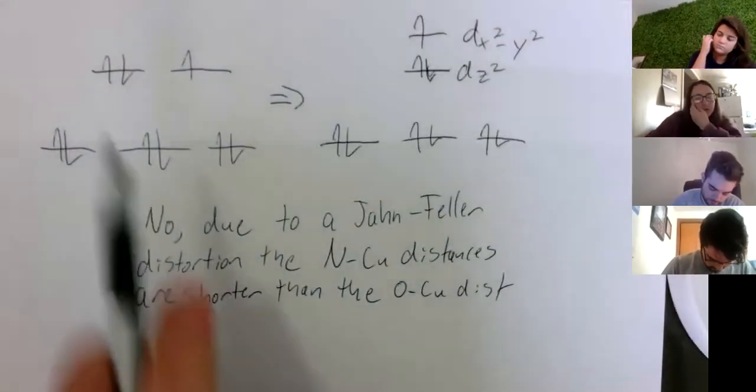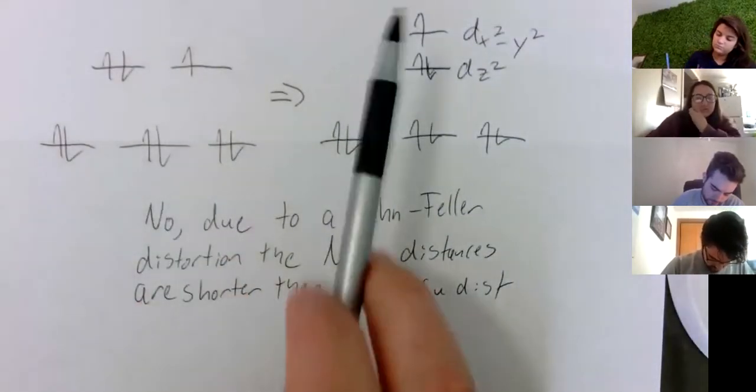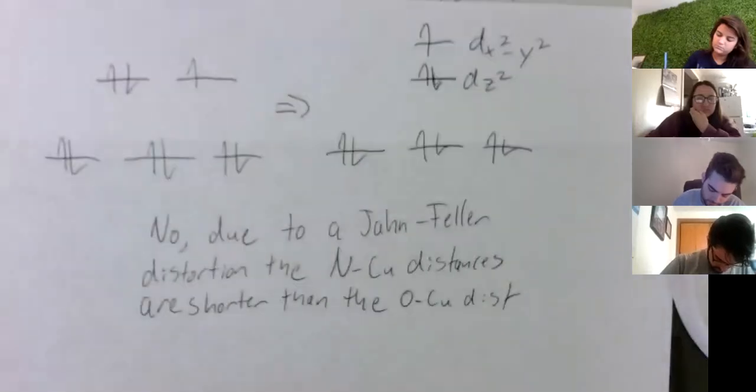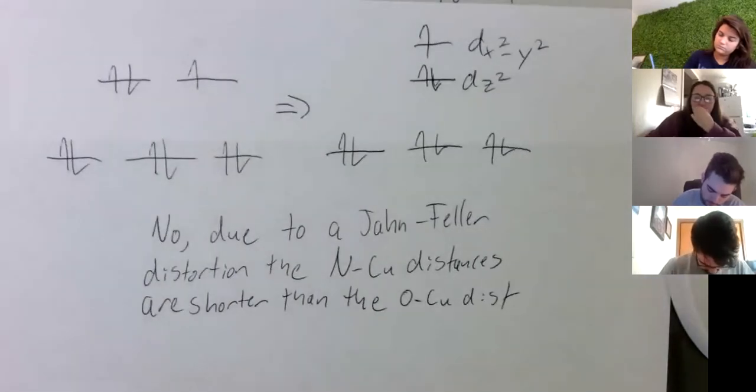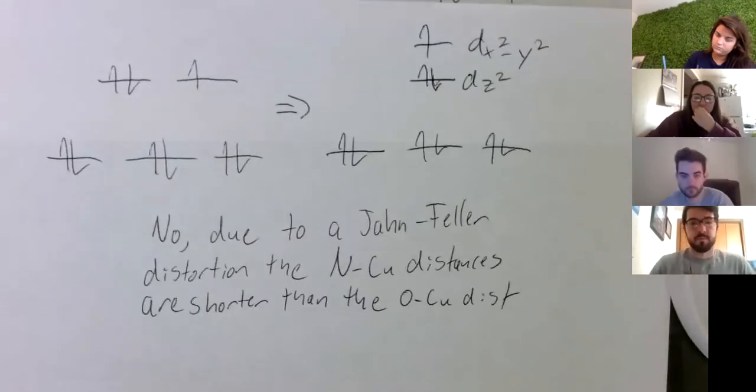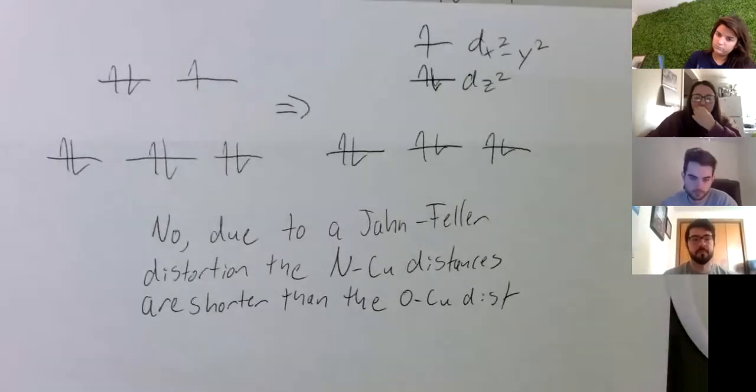So if all these ligands were behaving exactly the same, this Jahn-Teller distortion wouldn't happen. And in some cases, you can actually make a system that was once paramagnetic become diamagnetic, just like we talked about with butadiene way earlier in the semester.